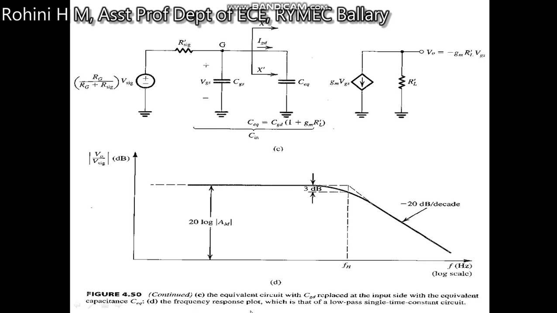Next is the frequency response plot, which is that of the low pass single time constant circuit. If we plot the frequency response curve for this circuit, this is the response we obtain. It is just similar to a low pass filter. It will pass frequencies up to this particular frequency FH, and after that it will not pass the signal. So the gain decreases after this frequency.